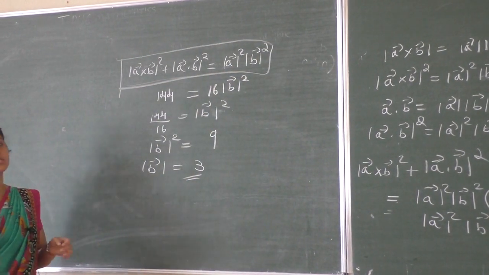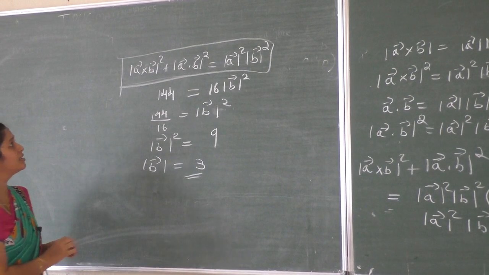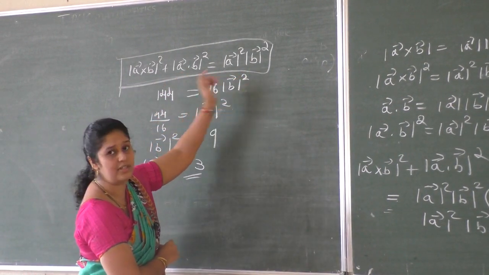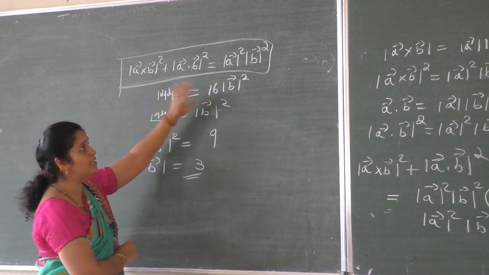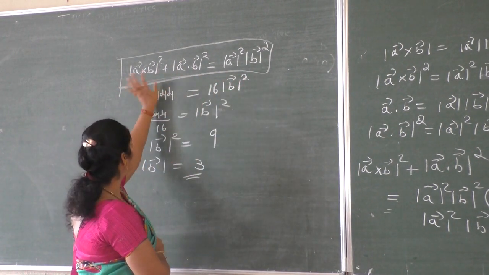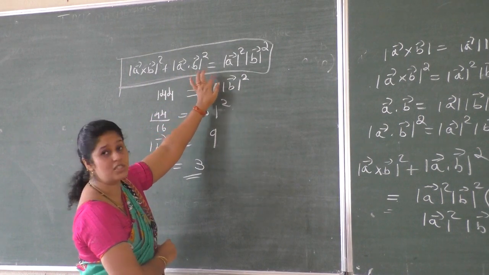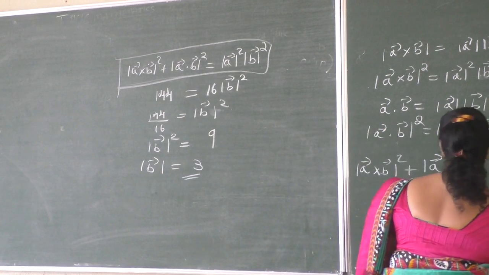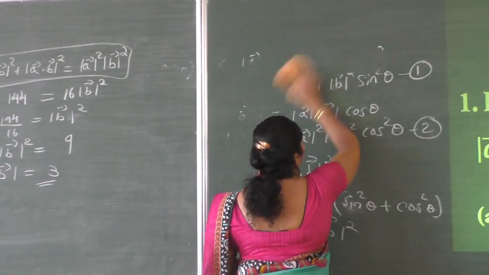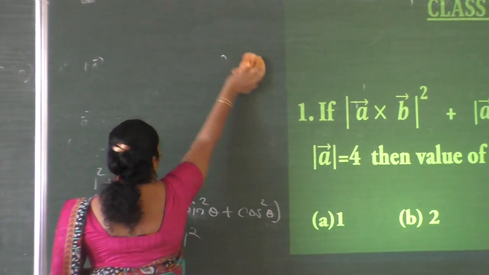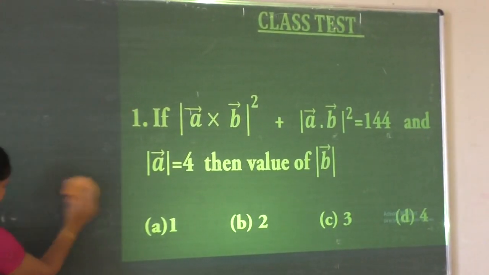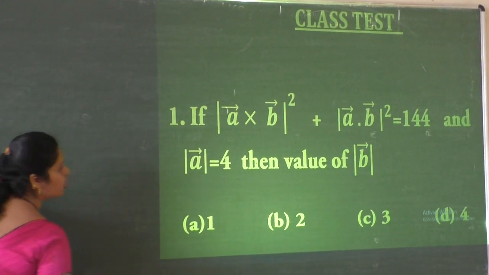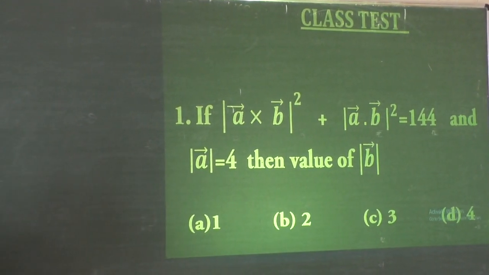You have to remember this, because sometimes these two will be given, and you can find any one unknown value. Therefore remember this formula. Okay, option C is the right answer, 3.